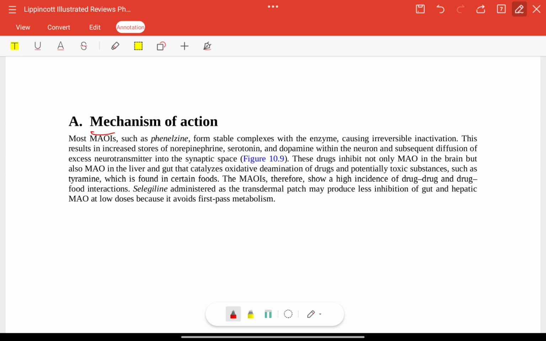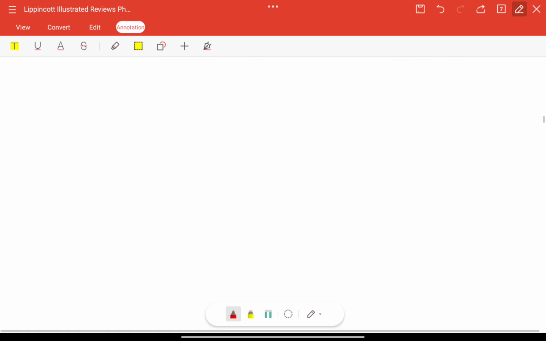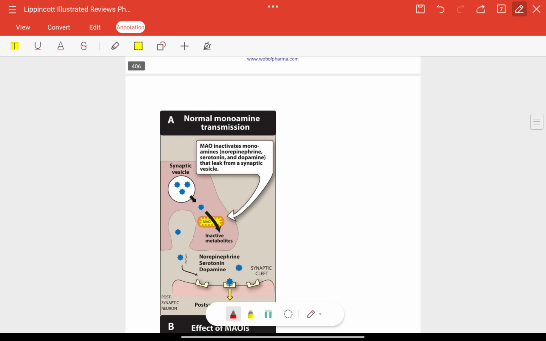Now, mechanism of action. As you know, they inhibit the enzyme. Drugs such as phenelzine form stable complexes with the enzyme and cause irreversible inactivation, and it will result in an increase in stores of norepinephrine, serotonin and dopamine within the synaptic cleft. The drugs inhibit not only MAO in the brain but also in the liver and gut. Therefore, they have a high incidence of drug-drug interactions and drug-food interactions as well. Selegiline administered as a transdermal patch will have reduced gut and hepatic metabolism as well as fewer interactions.